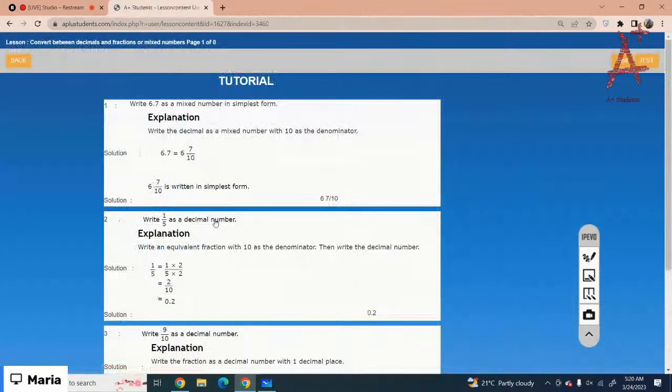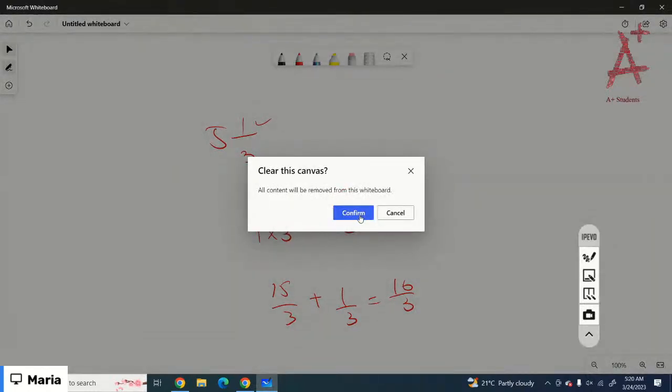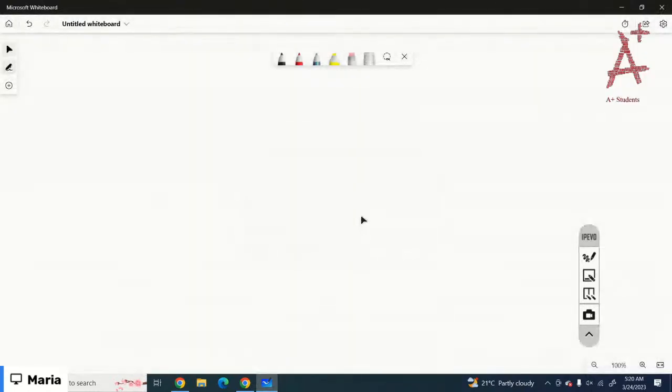Okay, write 6.7 as a mixed number. So whenever you have to write 6.7, we know that 6 is the whole portion. Got it? And we know that we can write 0.7 as 7 over 10. Got it? So it would be then 6 whole 7 over 10. Got it? That is very easy.